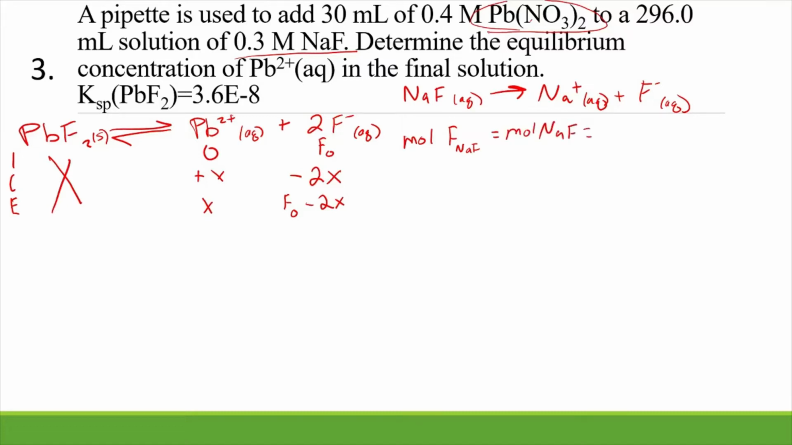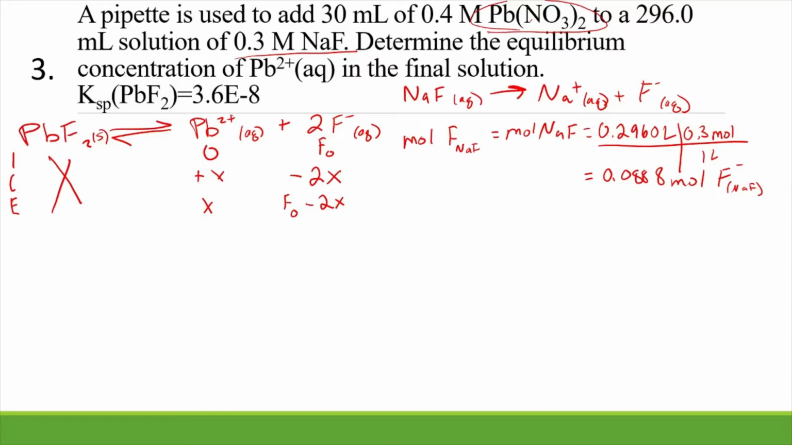That is equal to 0.2960 liters times 0.3 moles per 1 liter. So we're just going to figure out our moles here, and this is equal to 0.0888 moles of the fluoride ion from NaF. This is how much we're making first from this one reaction. Remember, we have two reactions happening at the same time.